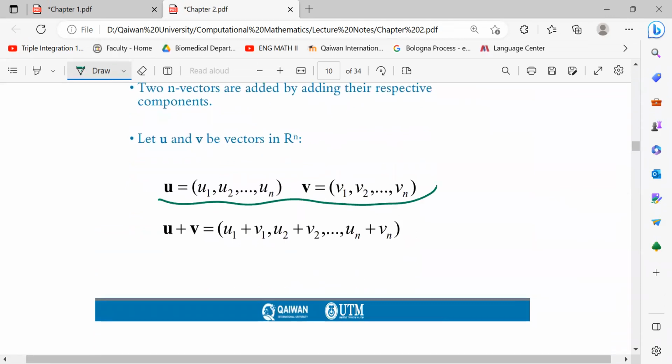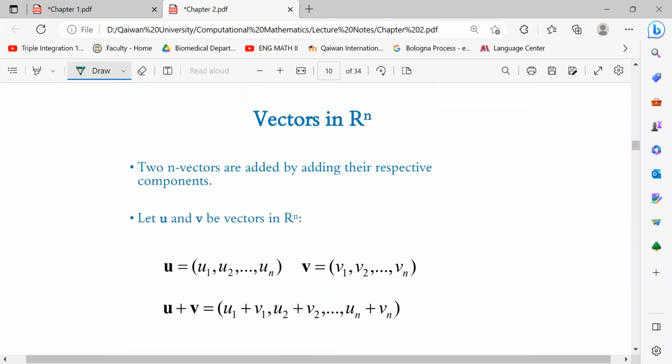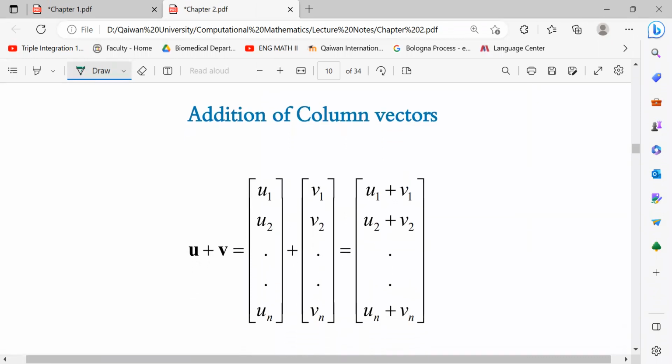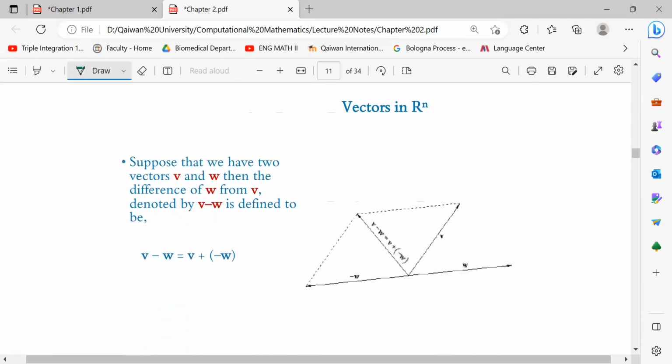For adding two vectors, if we have u and v, we just add their respective elements. Look, u plus v is u1 plus v1, comma, u2 plus v2, and so on up to un plus vn. That's all.